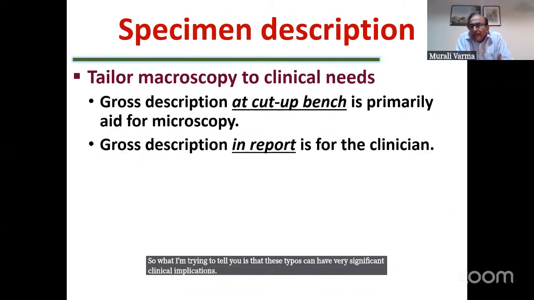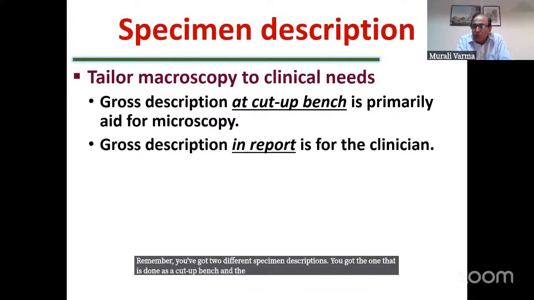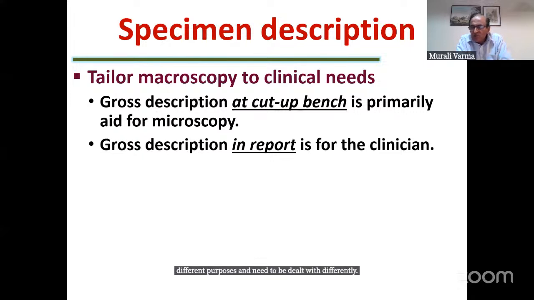And finally, the specimen description. Remember, you've got 2 different specimen descriptions: the one done at the cut-up bench and the one in the final report. They're for different purposes and need to be dealt with differently. The gross description at the cut-up bench is primarily an aid for microscopy. The gross description in the report is for the clinician. What has been dictated at the cut-up bench is not a medico-legal document, so you are allowed to change it.